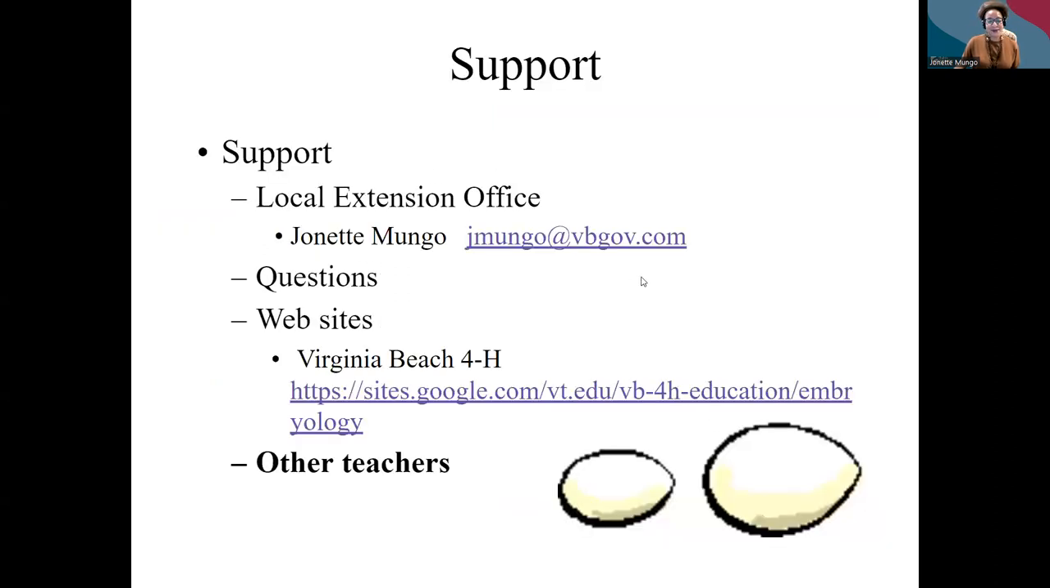So this is me. I'm your 4-H agent, Jonette Mungo, for the City of Virginia Beach. If you have any questions, you can reach me by email. You can also call my office. But if you need me to come to your classroom, let me know. I will come out to your classroom, see what's going on, meet your kids, and do an experiment or two. So just let me know what you need from me, because I love coming to classrooms and doing science experiments.